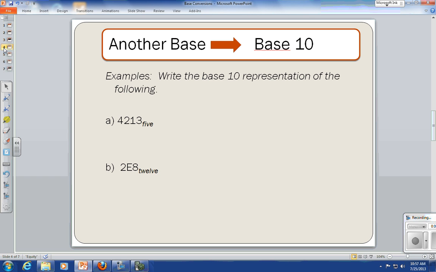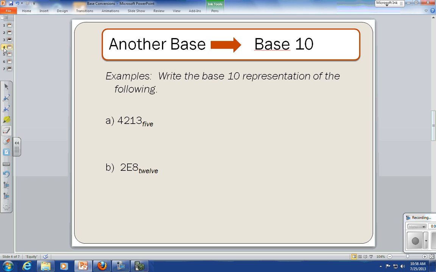First off, we're going to start with writing a number from another base to base 10. Okay, so if we're working with a different base and going to base 10, these really aren't that difficult. These are the easier of the two ways. All you're going to do is expand in the base that they give you.